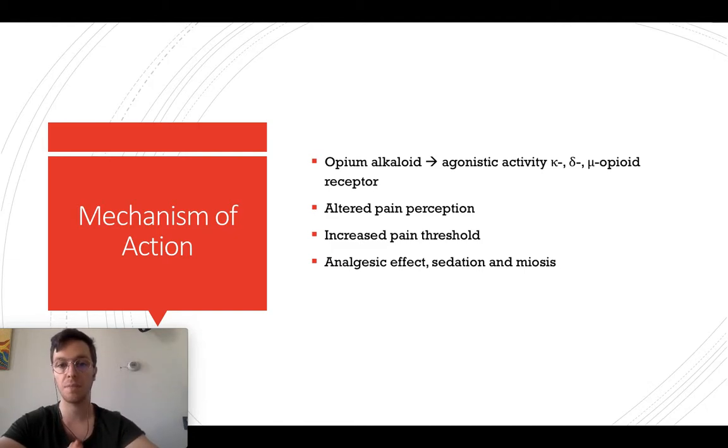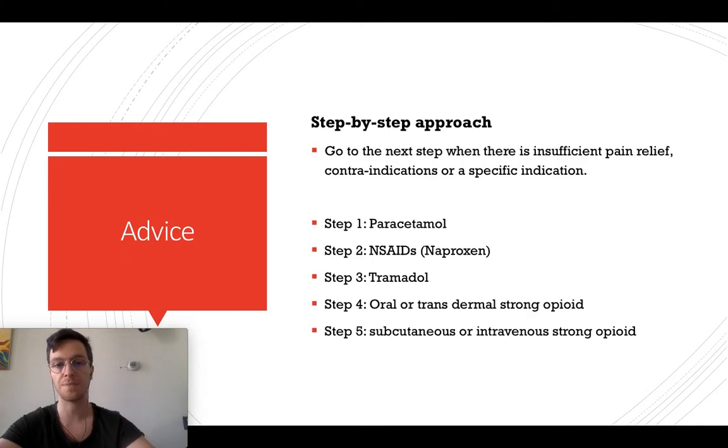So how does this medication work? Morphine is an opium colloid that works as an agonist for kappa, delta, and mu opioid receptors. And it binds to those receptors, and then it alters the pain perception somebody has and increases the pain threshold. And this leads to the analgesic effect, but also to the sedation and the meiosis.